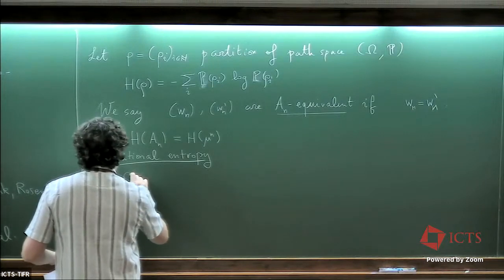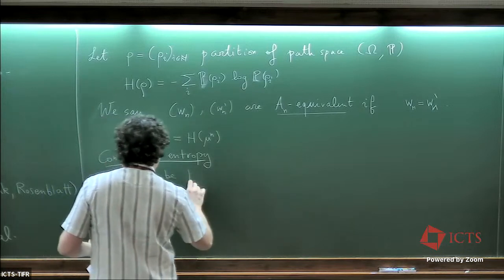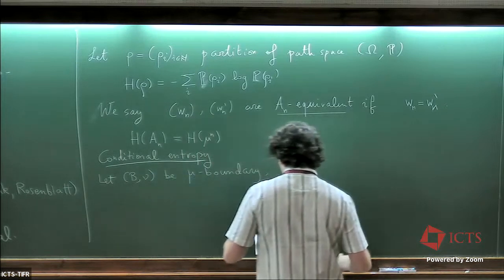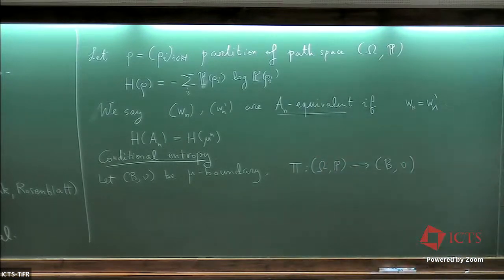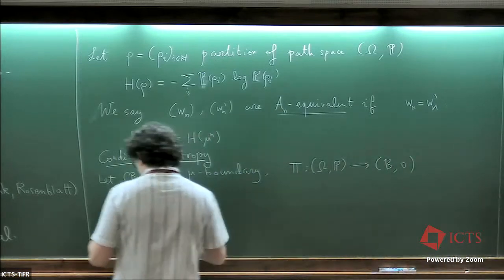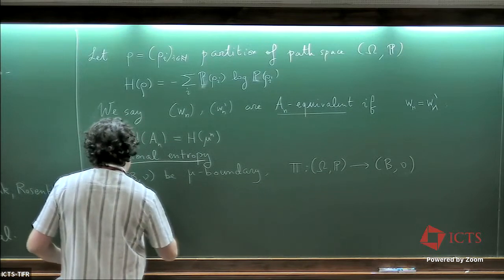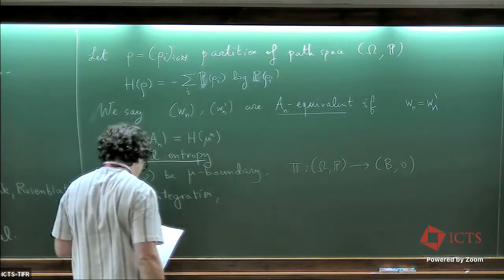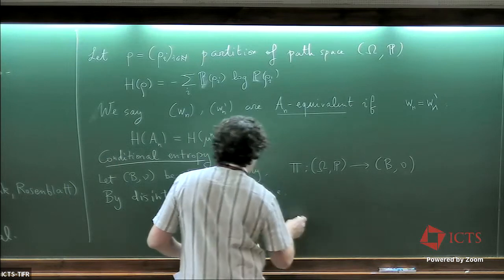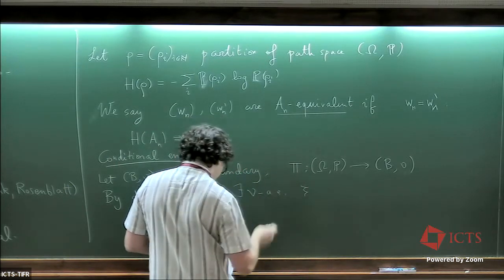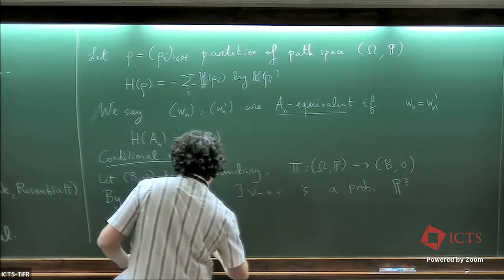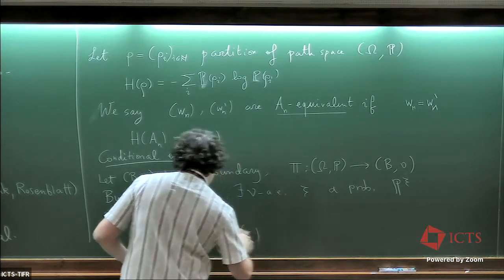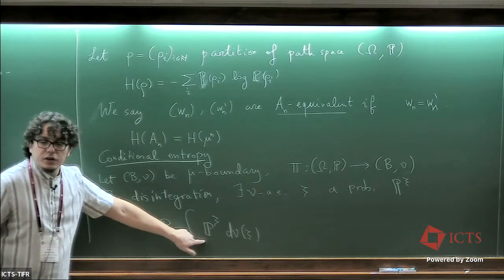Okay, so we start with a mu boundary. And so this means that there is a map pi from the space of infinite paths to this boundary. And we can disintegrate the measure according to the place where you're hitting the boundary. So by disintegration, there exists, for mu almost every xi, a probability measure p xi such that p would be the integral of p xi d mu xi.